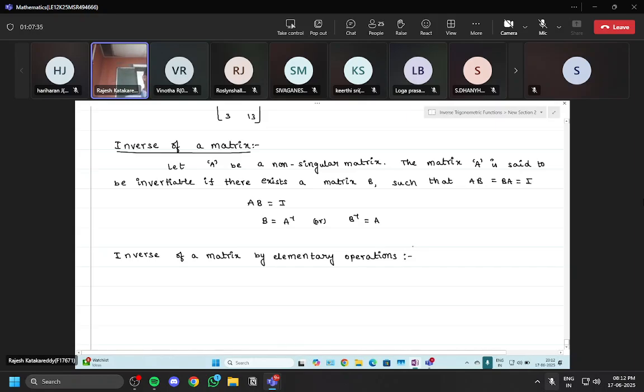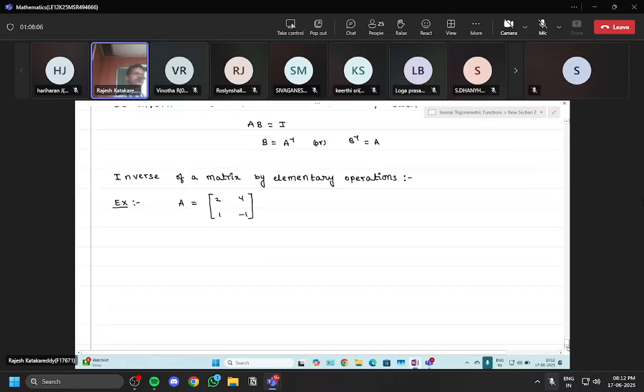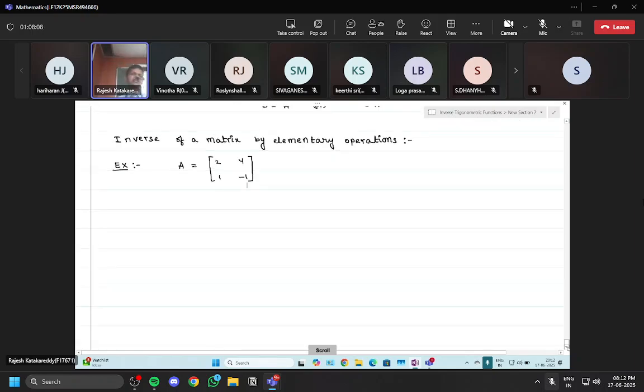So example number 17 they have given, that one only I'm considering. In example 17, we need to find the inverse of the matrix A equals 2, 4, 1 and minus 1. You can see the determinant of the matrix is non-zero. It is a non-singular matrix, the inverse exists, right? The inverse of the matrix we can calculate.